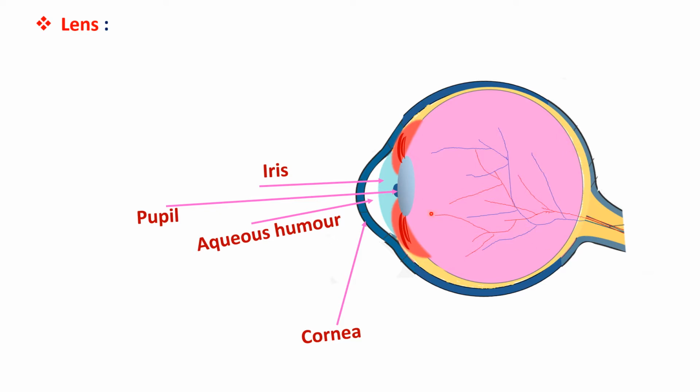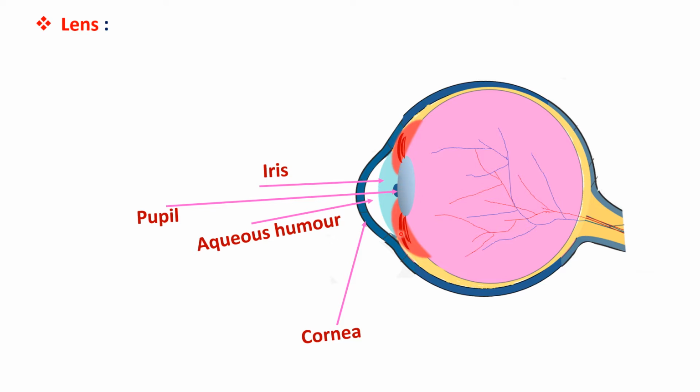And the eye lens is flexible. Why? Because its shape can be altered by the ciliary muscles. Here are the ciliary muscles. You will learn the function of the ciliary muscles later.